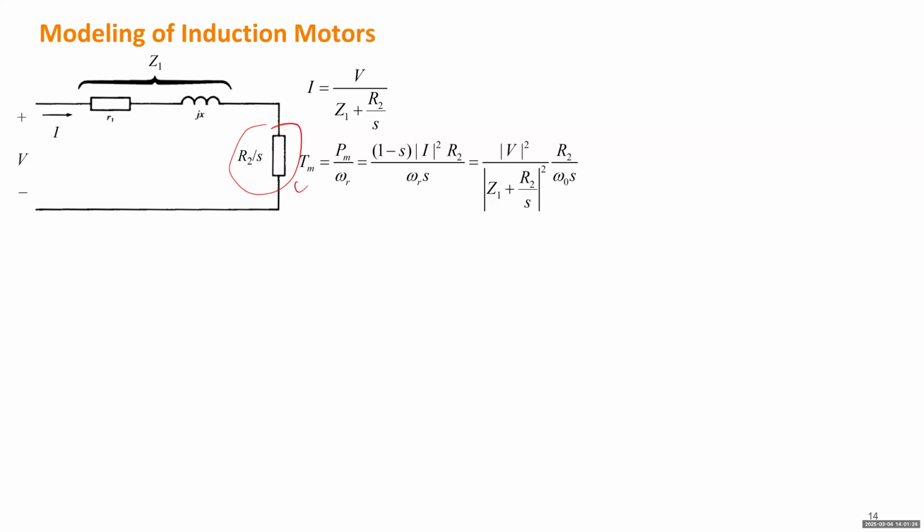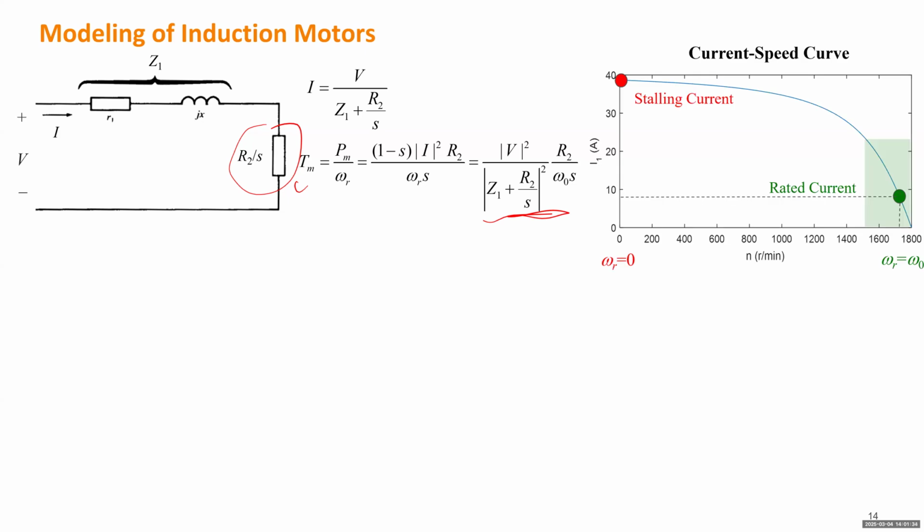This tells the torque will depend on S. S would be the percentage deviation from the synchronous speed. Okay, if you draw the curve of how the current will change with the speed, this figure tells. So this value is the synchronous speed.